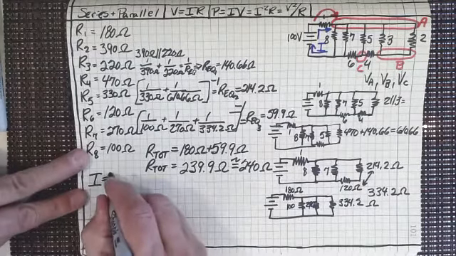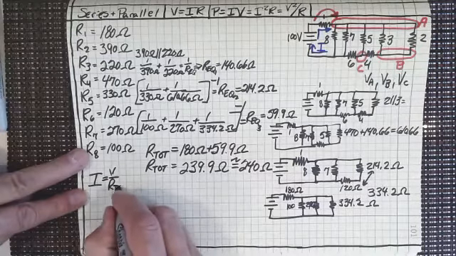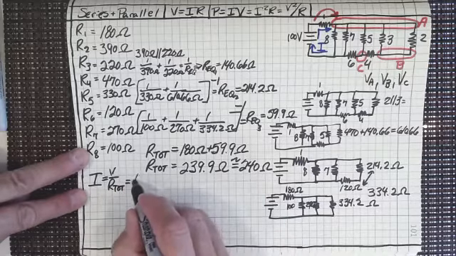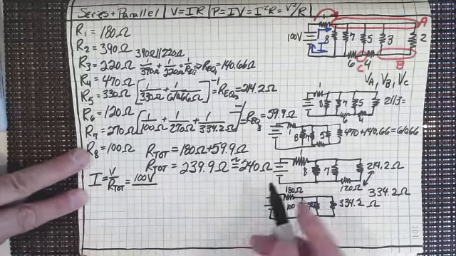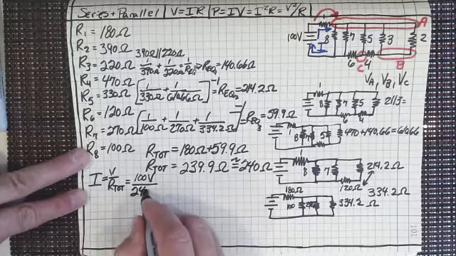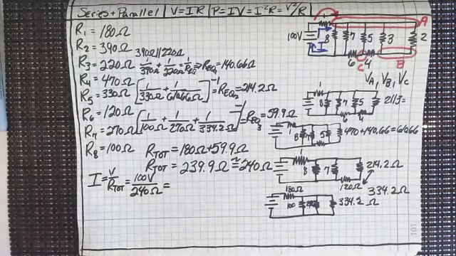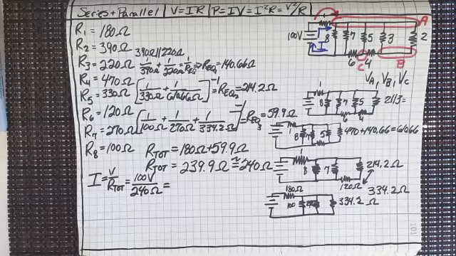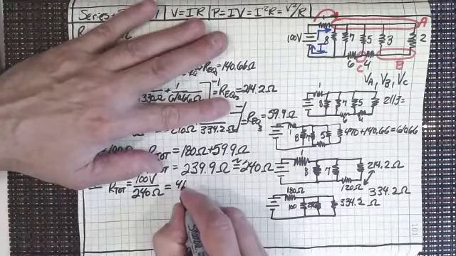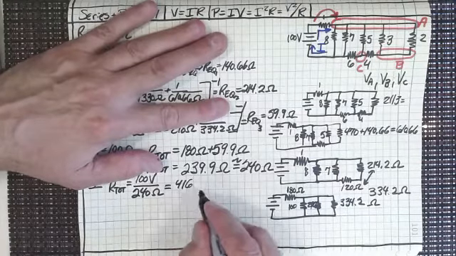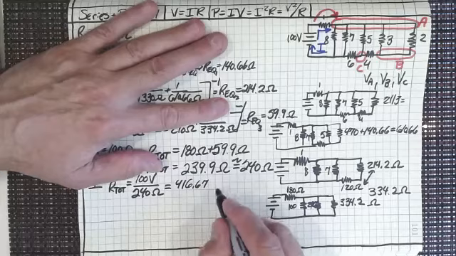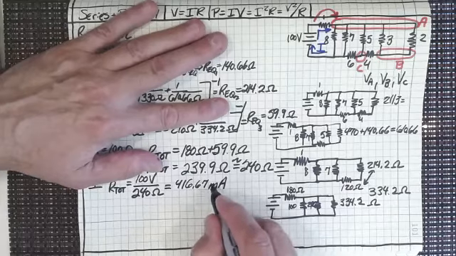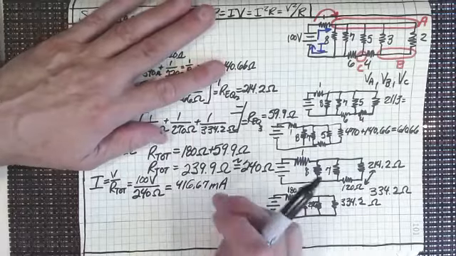So I is just going to be V over R total, right? And V is 100 volts. And R total, well, we figured that out. We're going to use 240 ohms, which is pretty darn close to 239.9. So 100 volts divided by 240 ohms, wait, don't tell me, is 416.67 milliamps.